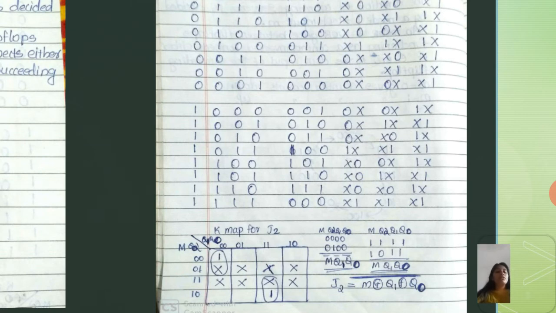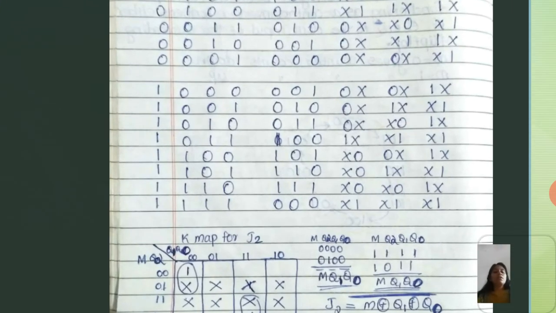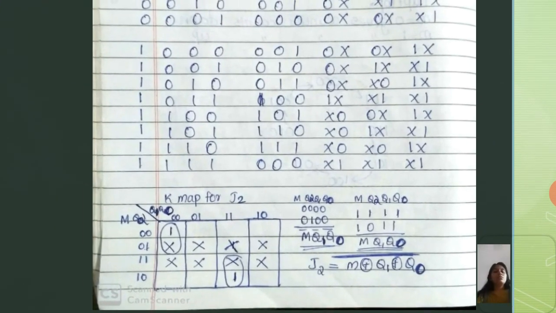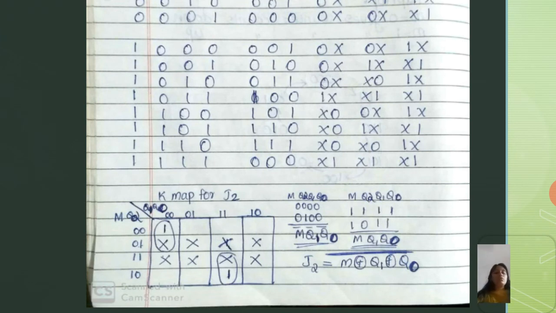So you will be getting 2 groups, and the 2 groups are being solved here. You can see how we are solving this. For the first group, M bar, Q1 bar, Q0 bar will be your result. Here all the terms are 0 and Q2 is cancelled. For the next group, M, Q1, Q0 will be your result. Q2 is cancelled here, and all the values are 1. That's why M, Q1 and Q0.